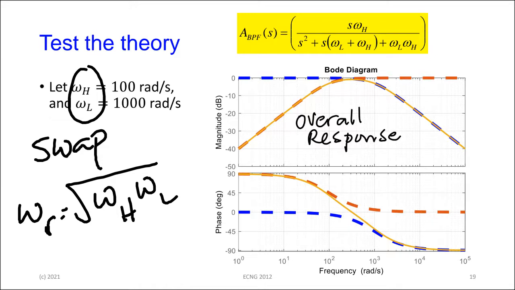100,000 is what? The square root of 100,000. Right, so it's supposed to be somewhere around 316, as you just said, 316 radians per second.